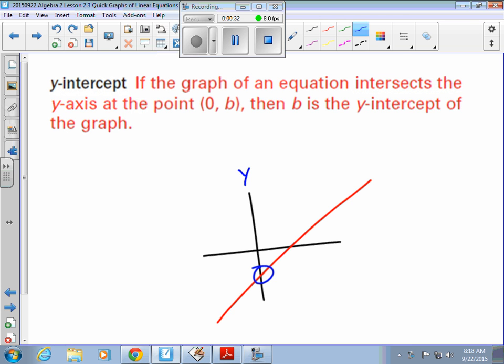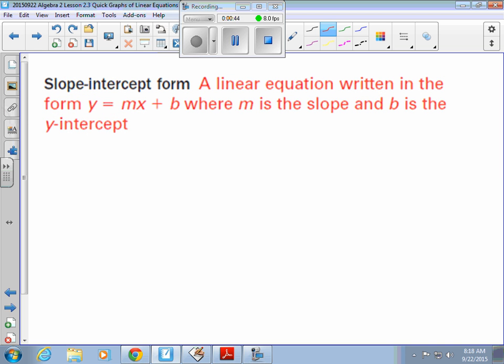And again, in y equals mx plus b, the b value, this one, is your y-intercept. If it says plus something, it'll be positive. If it says minus something, it'll be negative. Slope-intercept form is what I just wrote. Y equals mx plus b.